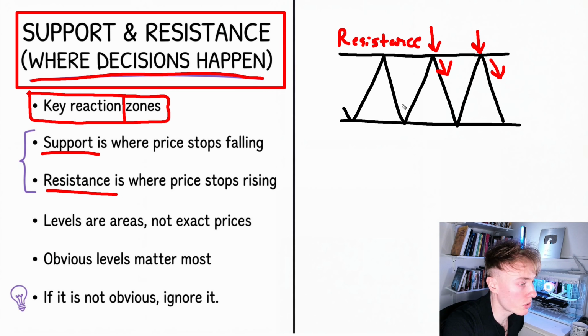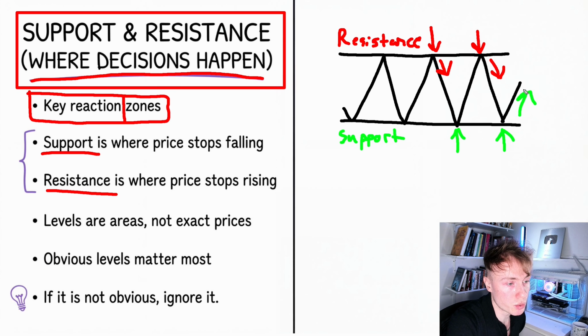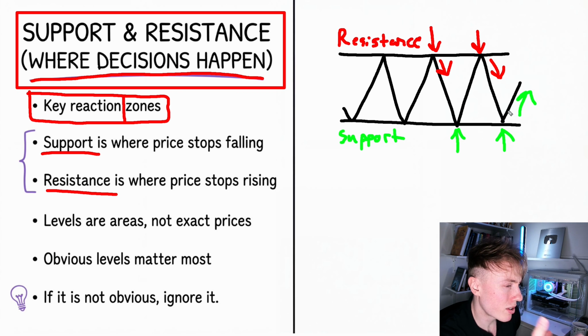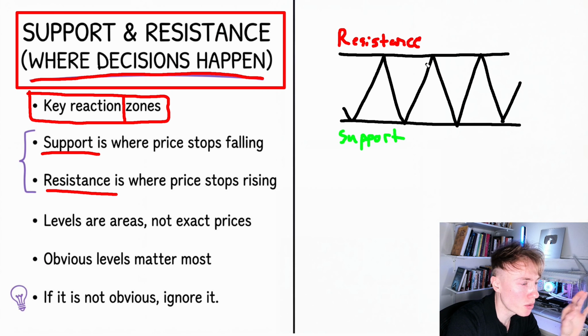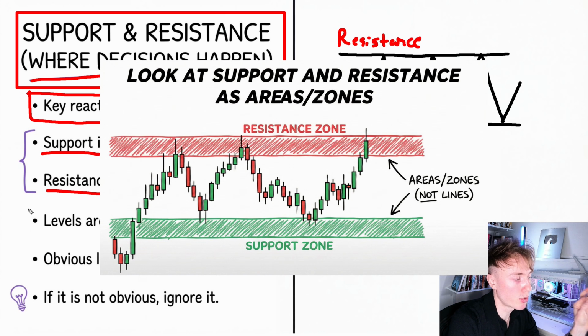And the same thing, but the opposite, is true with the support. As you can see, every time the price reaches this level, the price stops falling and we get a reaction here to the upside. But one thing I dislike about explaining it in this way is that in real markets, support and resistance will not be these sort of perfect lines. I really like to look at support and resistance more as areas or zones rather than lines.